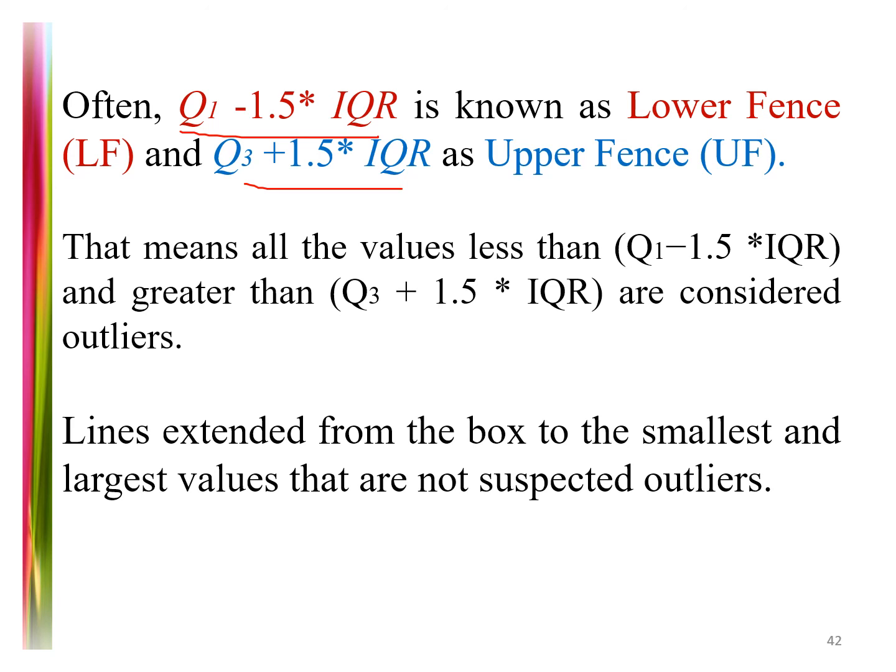It doesn't matter. That means values less than the lower fence value or greater than the upper fence value are considered outliers. In this case, the line may be extended from the box to the smallest and largest values that are not suspected outliers. So in the no-outlier case, you can extend the line from the box to the minimum and maximum values.